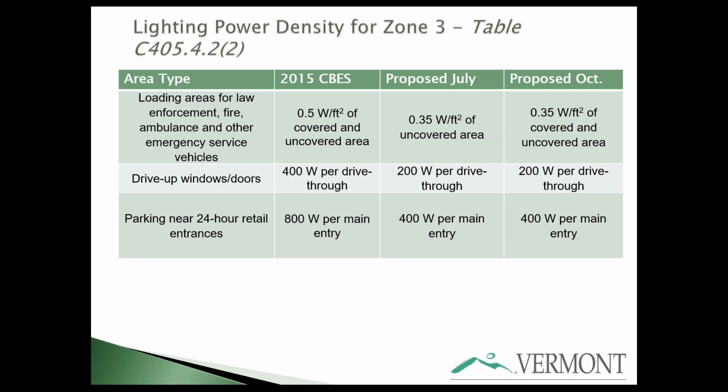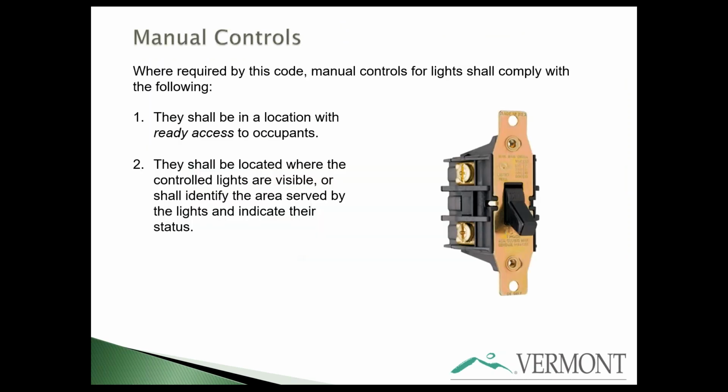Some other spaces here, loading areas for law enforcement, etc. Drive-up windows and doors, that has been cut in half. Parking near 24-hour retail entrances has been cut in half. Okay, that concludes our lighting power density overview. We will now go into lighting controls.